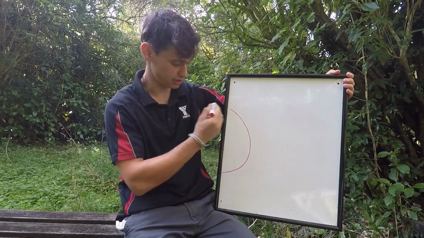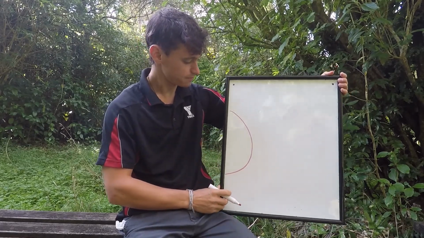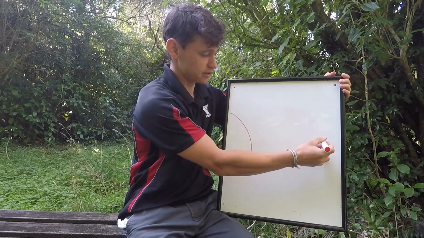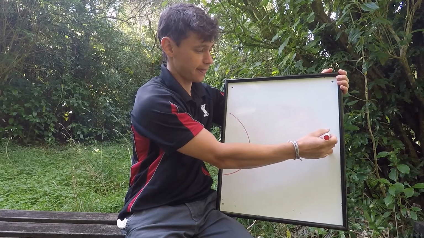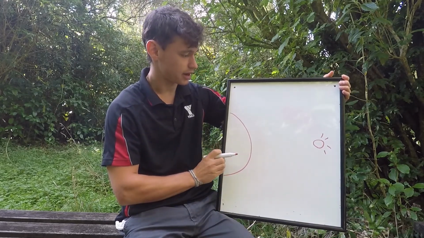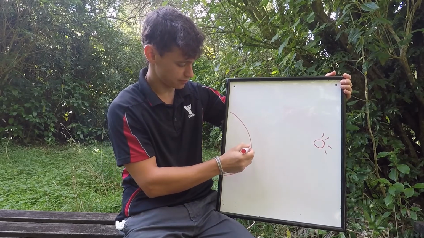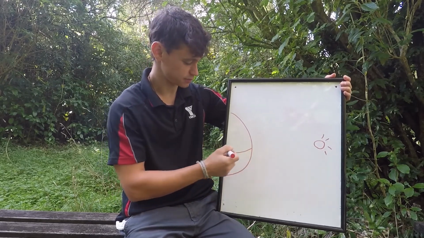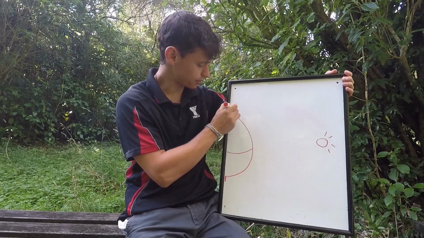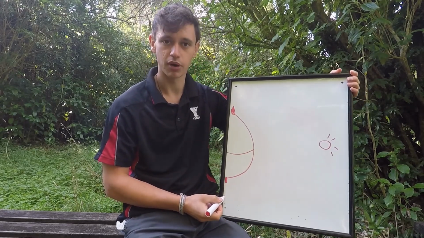So this is the Earth. It's a circle, it just goes off the board. And we all know that the sun, which is over here, is what is heating up the Earth. We all know that in the middle of the Earth is this invisible line, which is the equator, and at the top and the bottom we have the North Pole and the South Pole.